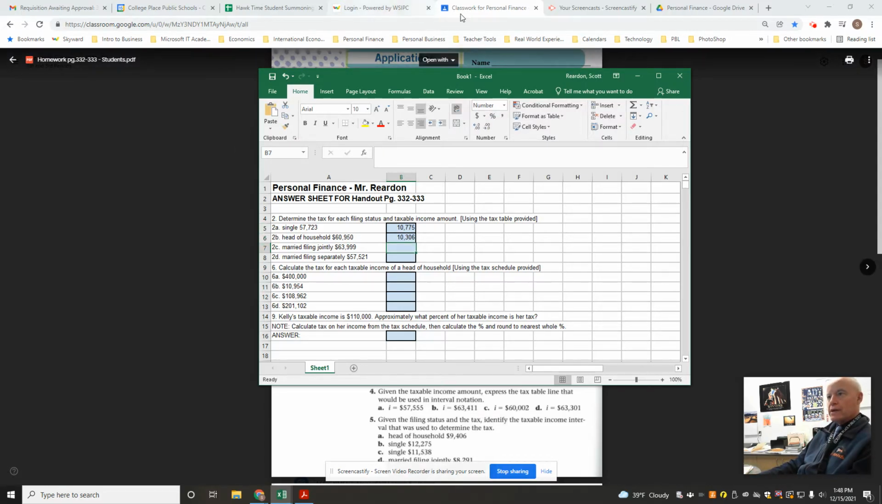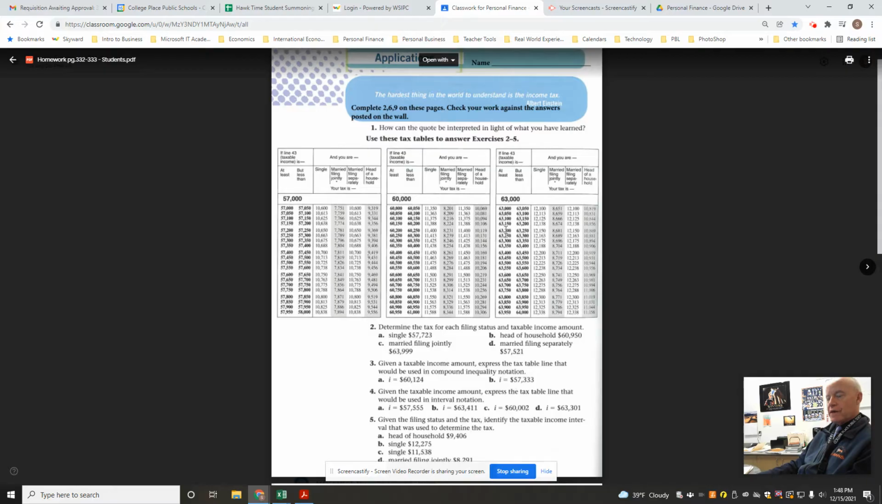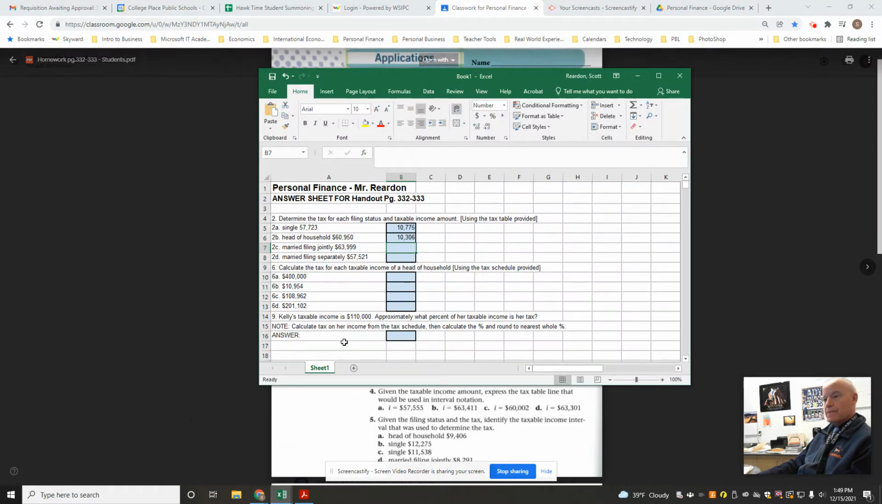Married filing jointly, 63,999. That is the very last interval. 63,950 is the largest number that is less than or equal to 63,999. I come over to married filing jointly and come up with 8,794 as my tax on that.